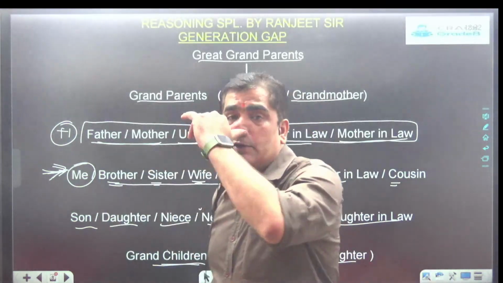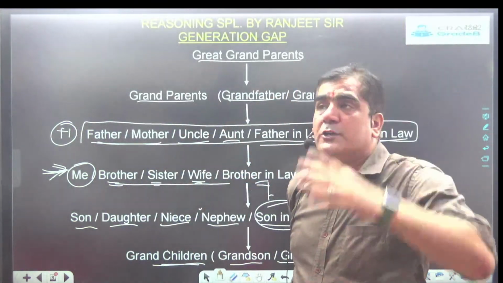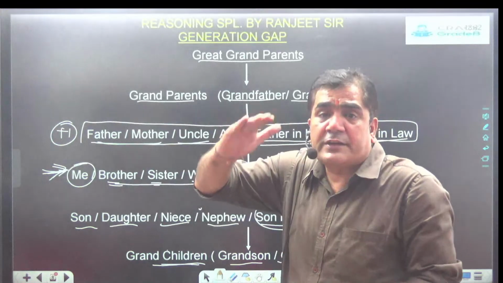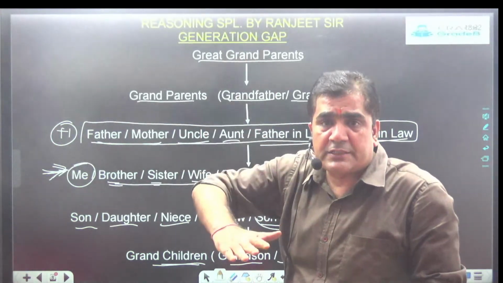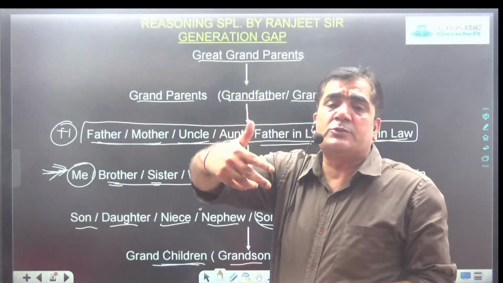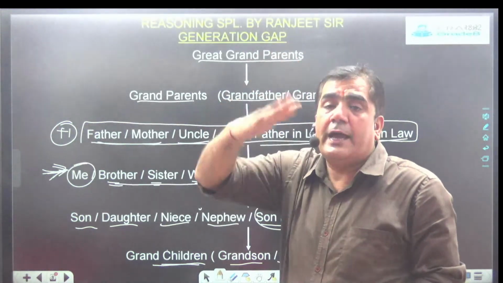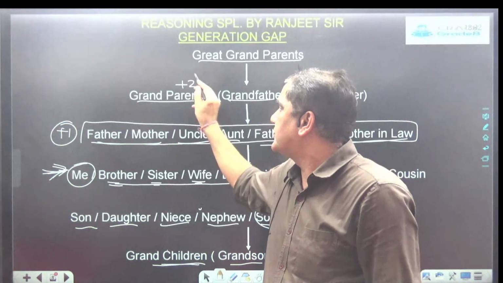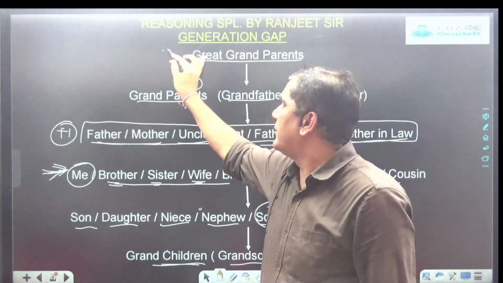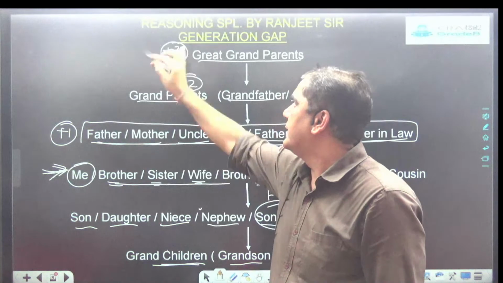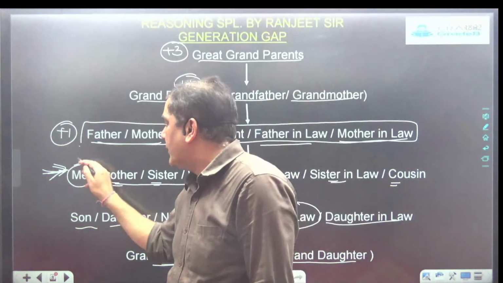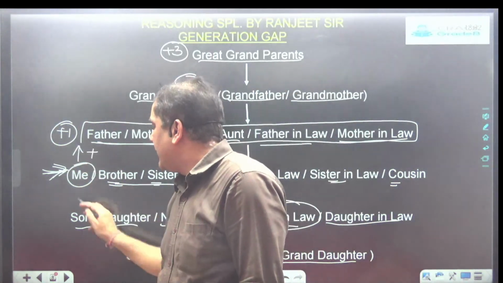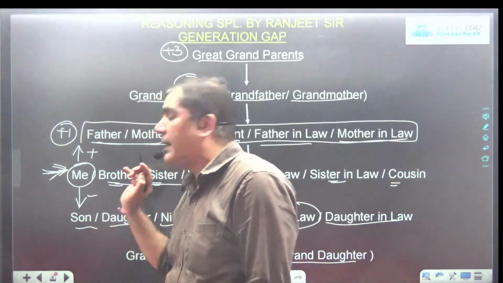Same as whenever we talk about my grandparents. My grandparents come 2 generations above me. 2 generations means a gap of 2, and above means plus. So grandparents will always be denoted by +2. Great-grandparents will be denoted by +3. Any generation above will be denoted by plus, any generation below will be denoted by minus.